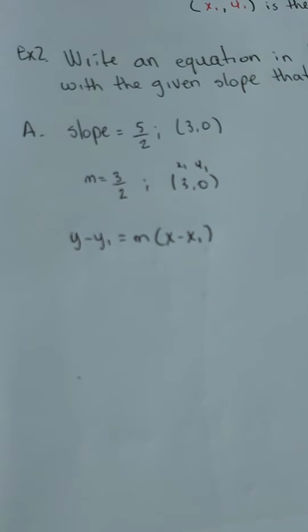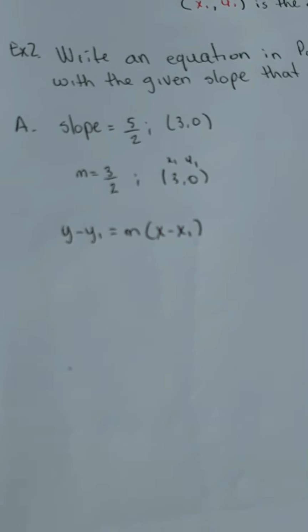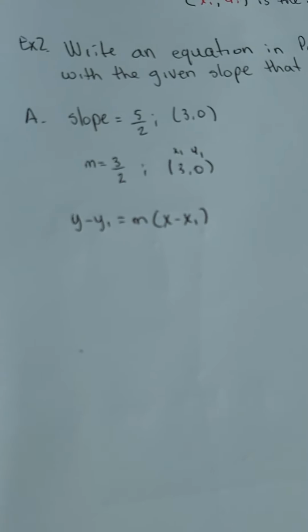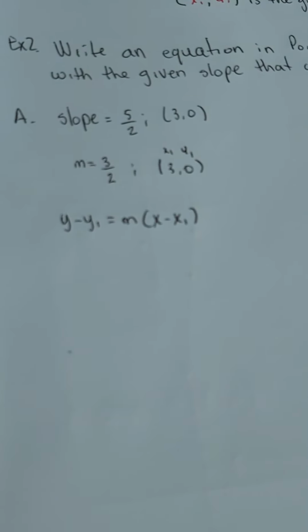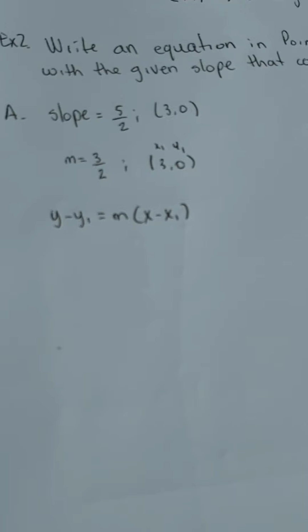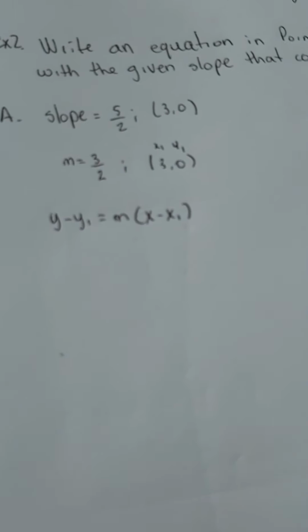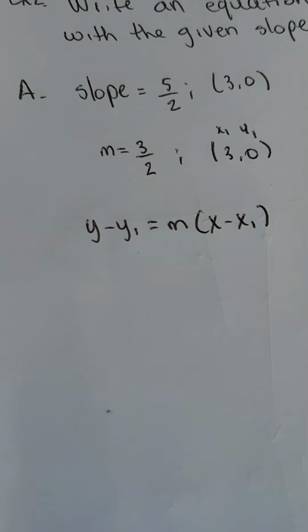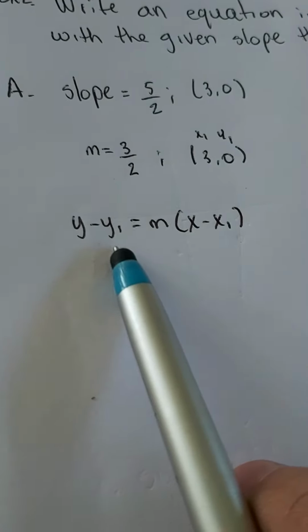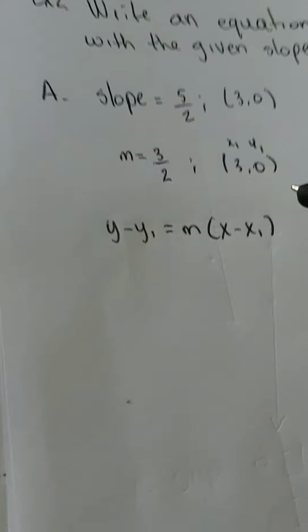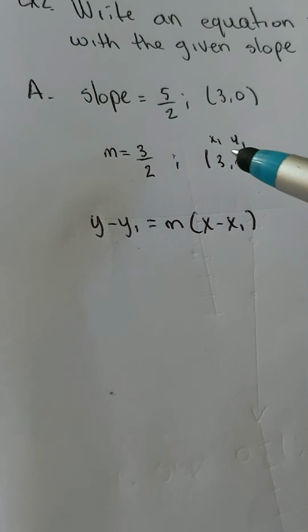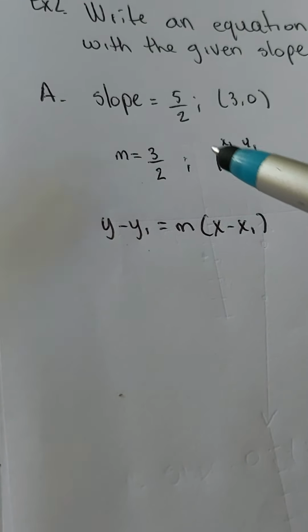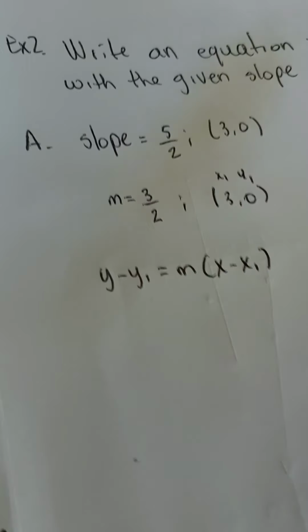So now we have our slope and our point, now we write the point slope form, y minus y1 equals m times x minus x1. All we have to do now is substitute. So the value of y1 is 0, yes? And the value of x1 is 3, value of m, 3/2.